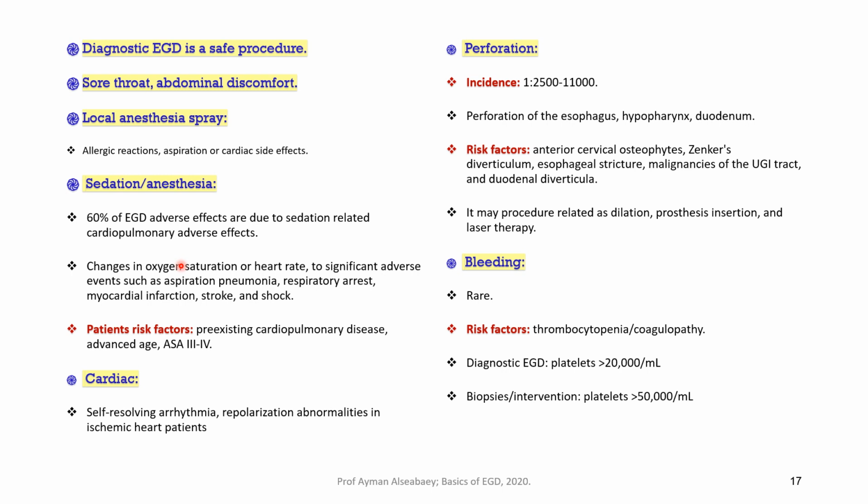Bleeding is a rare event in diagnostic endoscopy. You can do diagnostic endoscopy if platelets are more than 20,000, okay? But if you will do a biopsy or any intervention, it is better to have a platelet count more than 50,000, okay?